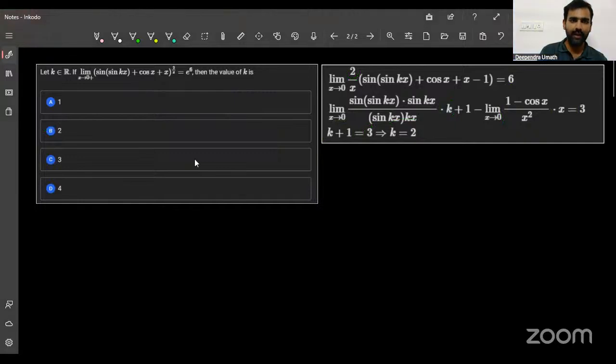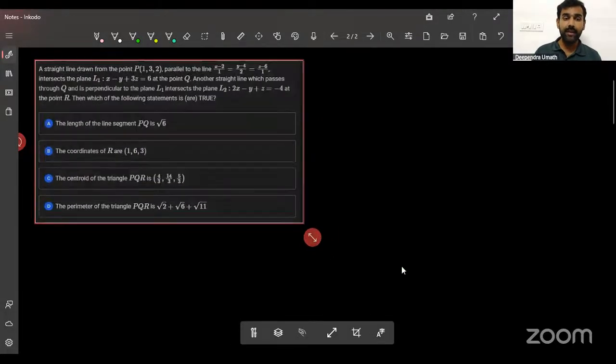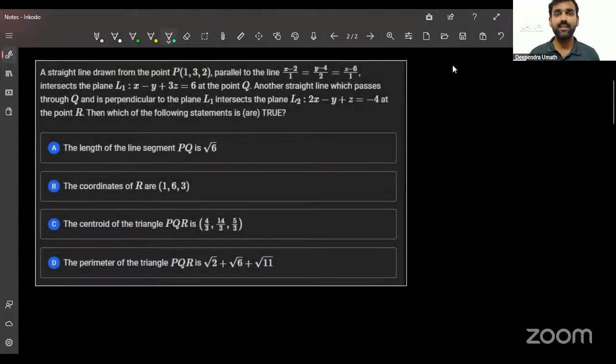I hope without any confusion, we can proceed further and look at the next question for the day. That's a very interesting question, and I'll try and make you understand how simple these concepts are from the chapter 3D and vectors. This is a question from three-dimensional geometry. Let's have a look at this question, students.